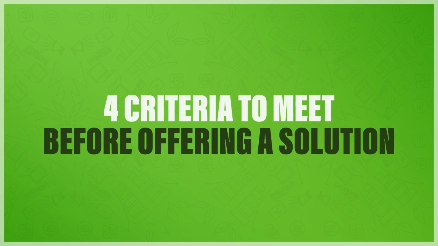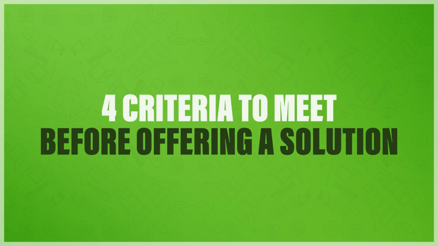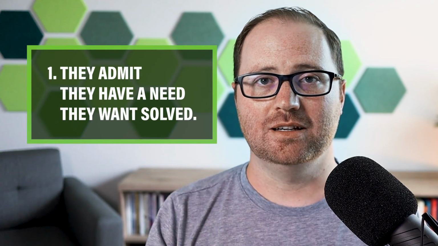So here are the things that need to happen from integrity selling, which I have put into practice and wholeheartedly endorse and agree with, is you do not even extend an offer or offer a solution to the prospect's problem until these 4 criteria are met. If you do that, you're jumping the gun, and we'll talk about why. The first thing that needs to happen before you even start talking about pricing, start talking about packages, start talking about options, offers, the prospect needs to admit they have a need that they want solved.